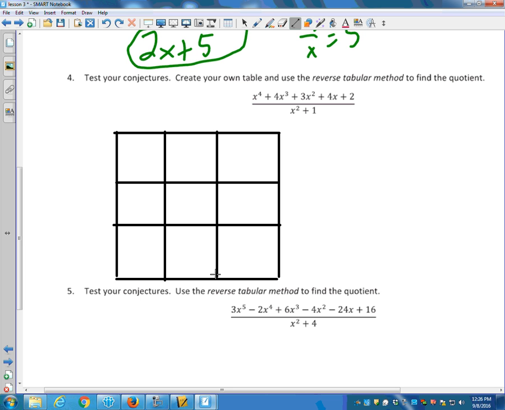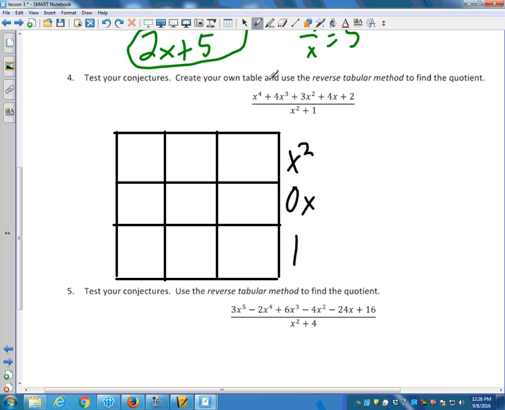Okay, so the divisor goes down the right-hand side. Well, this is x squared plus 1, but there's 3 terms here. So you need a placeholder, x squared, 0x, and 1. Okay, so there's a gap there, isn't there? It went from x squared down to the constant. That's why we need 3. And that's going to go there.